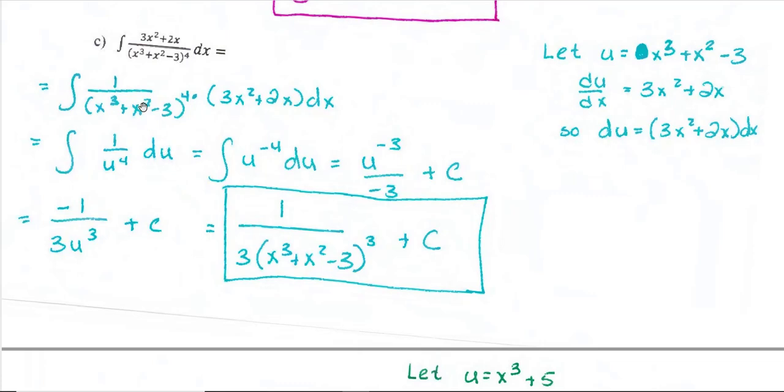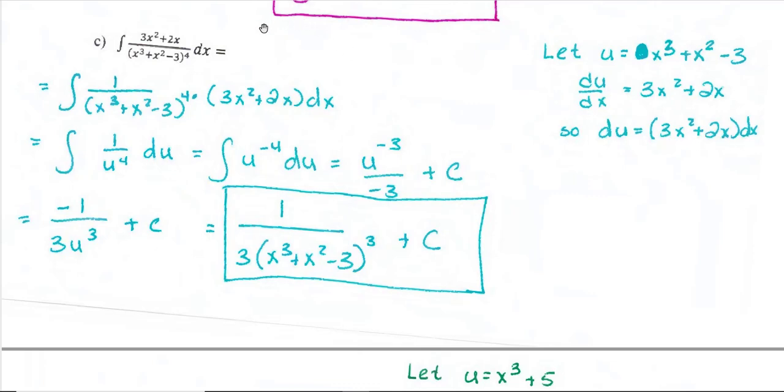All right, let's look at example C. What's being raised to a power? x cubed plus x squared minus 3. So we'll let u be x cubed plus x squared minus 3. Then du/dx, the derivative of u with respect to x, would be 3x squared plus 2x. So then we can multiply both sides by dx, and we get du is equal to 3x squared plus 2x dx.